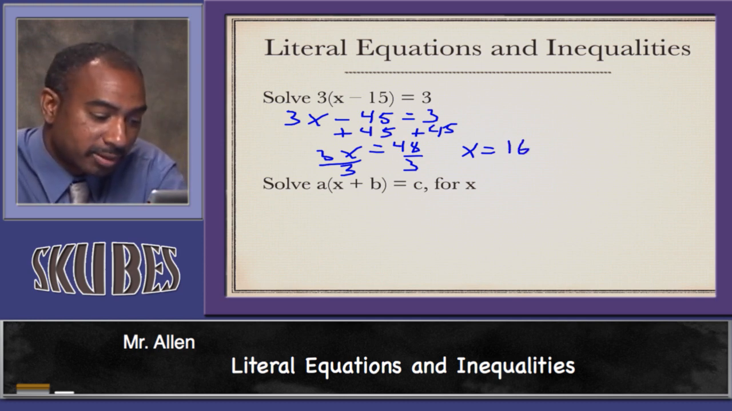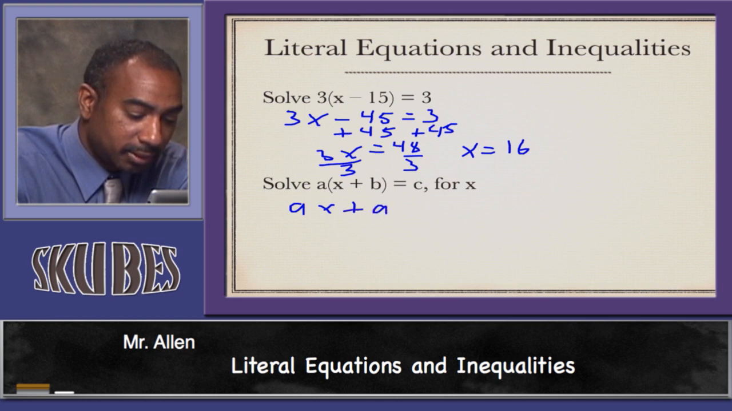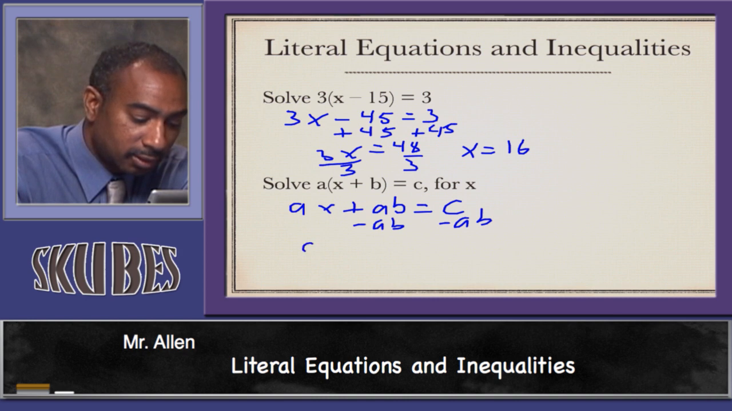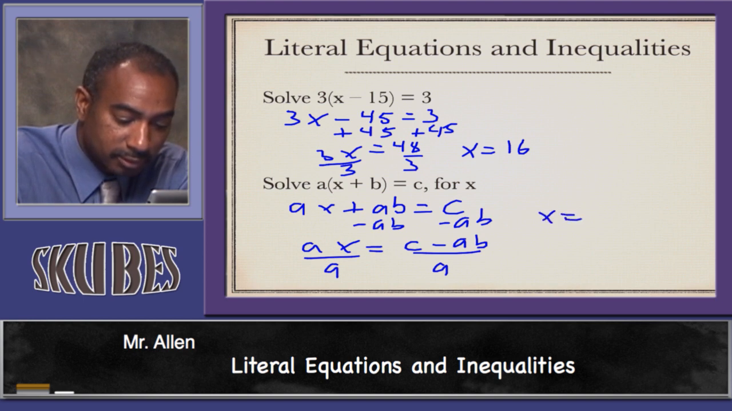And here's the general format of that equation. I can just solve for x. I can have ax plus ab equals c. And if I subtract ab to both sides, I get ax equals c minus ab, and I divide both sides by a. So I wind up with x equals c minus ab over a.